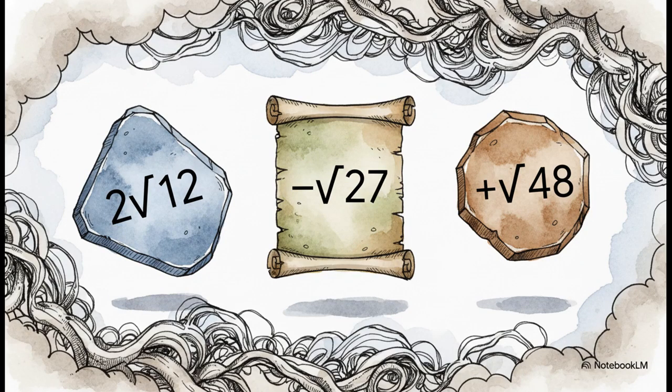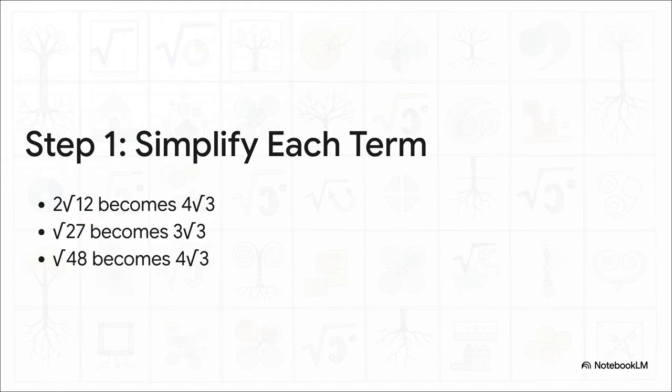In this example, if you look at it, none of the radicals are alike, at least not yet. This is where we have to apply step 1 to every single term in the expression before we can even think about doing anything else. Let's break these down one by one. The first term has a square root of 12, which simplifies to 2 root 3. But, and don't forget this, there was already a 2 out front, so we have to multiply them. 2 times 2 gives us 4 root 3.